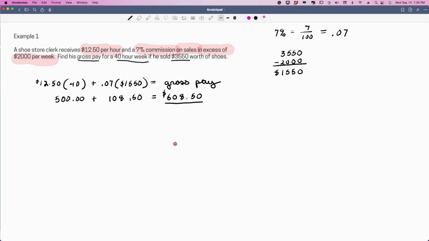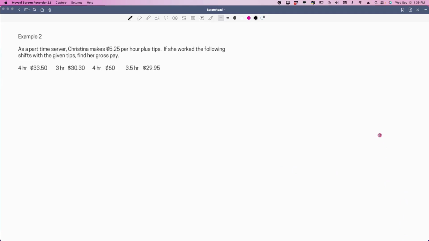So let's look at example two. In problem two, we have Christina, who is a part-time server, and she makes $5.25 per hour plus tips. And then it gives us the four shifts that she worked this week so that we can find her gross pay. So first of all, let's look at what she makes per hour, and it says she makes $5.25 per hour plus tip. So that's going to be our calculation. That's how we're going to set up our equation.